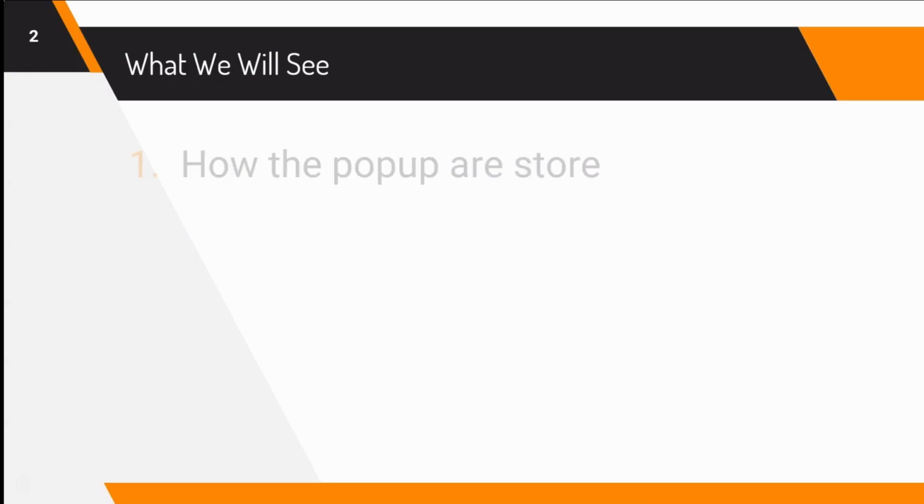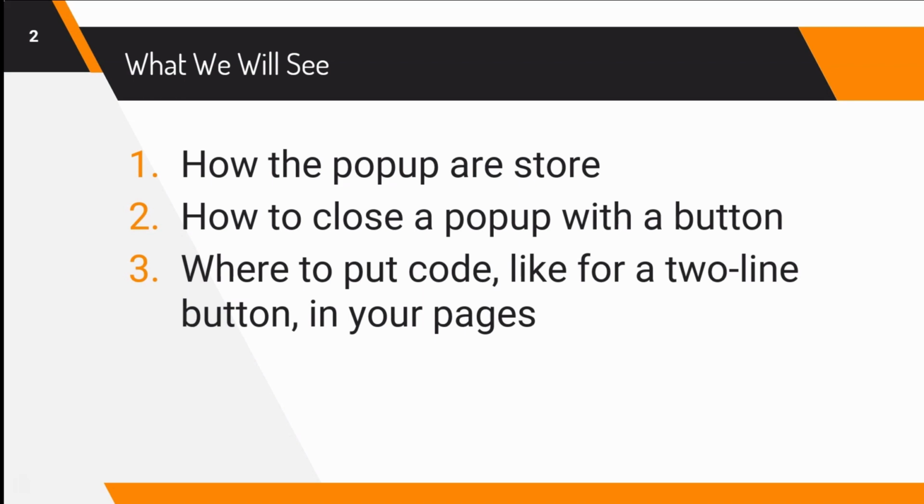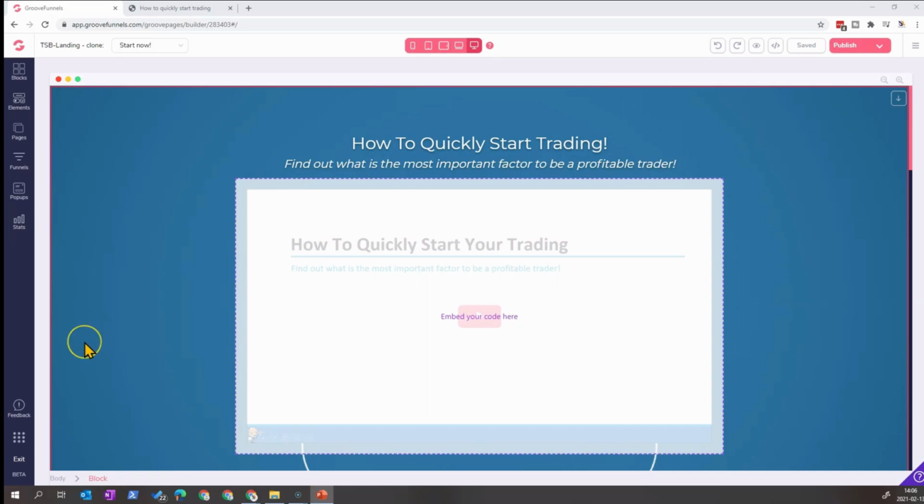So what we will see today, we will see how pop-ups are stored in GroovePages, and probably one of the worst things that could happen when you work a few hours on a pop-up and it starts to disappear, what to do. We will see how to close a pop-up with a button, and finally we will see where we can put code, like the two-line button that I will link in the description below, on your pages. So let's do it.